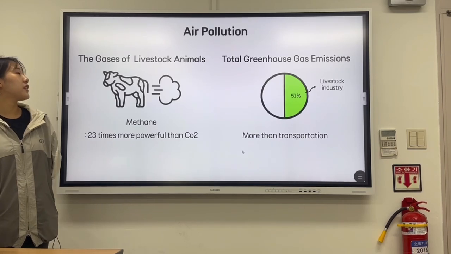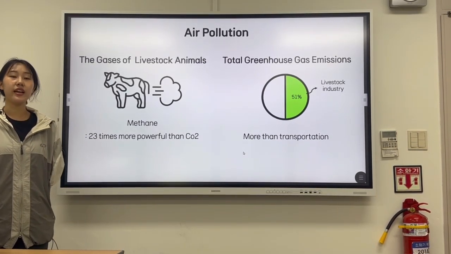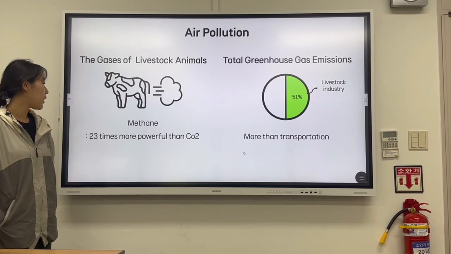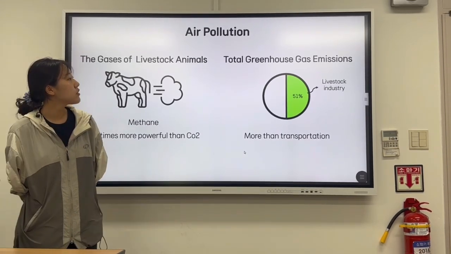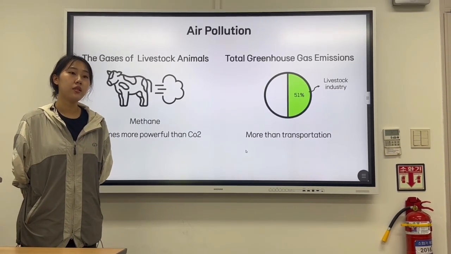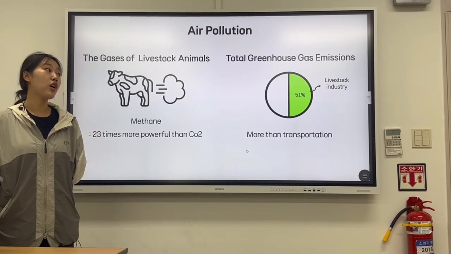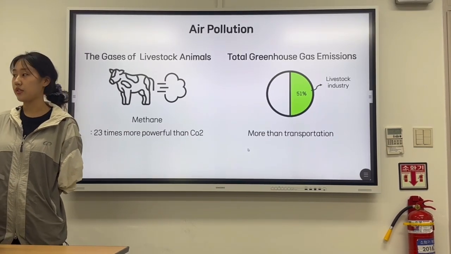First is air pollution. The gas of livestock animals is made up of methane, and methane is a greenhouse gas that is 23 times more powerful than carbon dioxide. And when we see the pie chart, 51% of total greenhouse gas emissions comes from the livestock industry, and it is more than transportation.